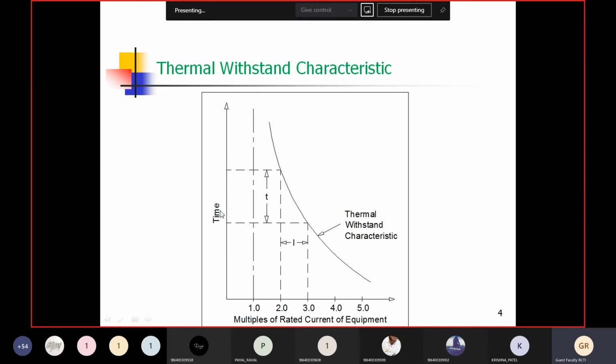So here the dependent quantity is time and the independent quantity is current. Current is the independent quantity and time is the dependent quantity. Got it? So here what you can tell is, time is inversely proportional to current.